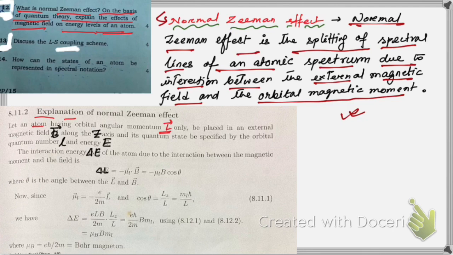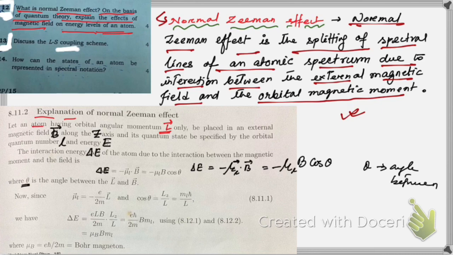The interaction energy del E of the atom due to interaction between the magnetic moment and the field is given by, let me write the expression here: del E is equal to minus mu L, which is the magnetic dipole moment, dot B vector, that's equal to minus mu L B cos theta. And you see here, this theta is the angle between this angular momentum and vector B, right?